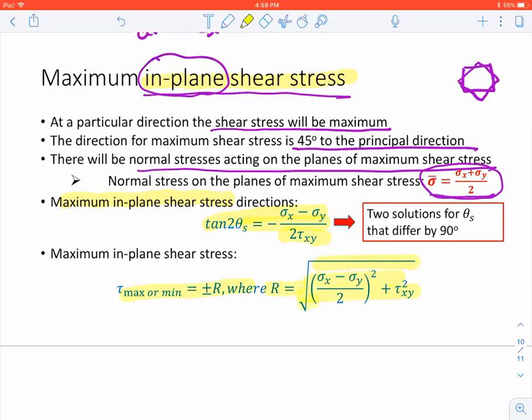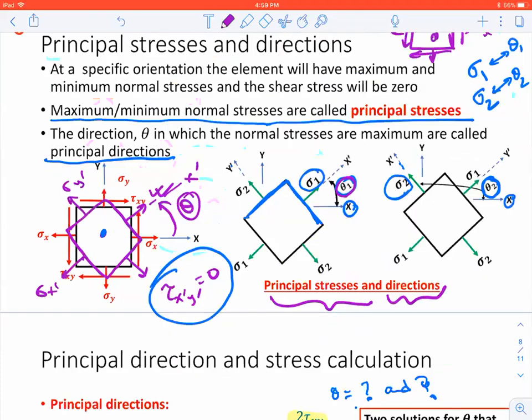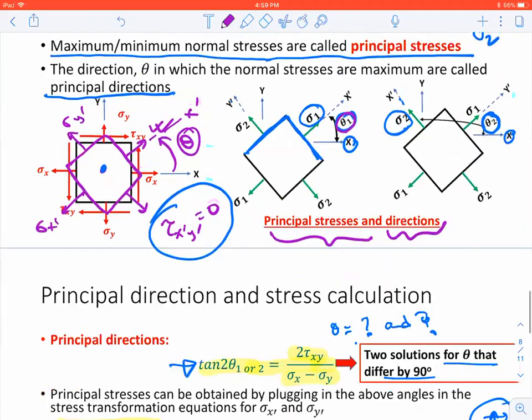Okay, so you have a plus R and minus R. So we have a maximum and a minimum shear stress value. So that's why you have 2 theta, one for the maximum, the other for the minimum. Okay, and remember theta is 45 degrees to your principal direction always.